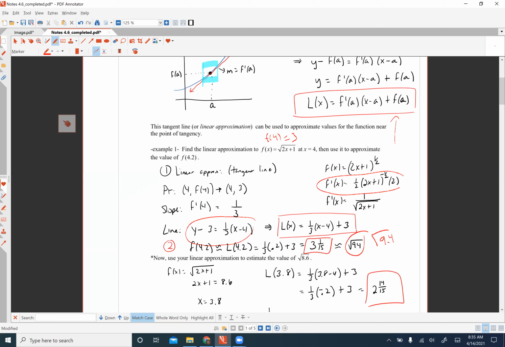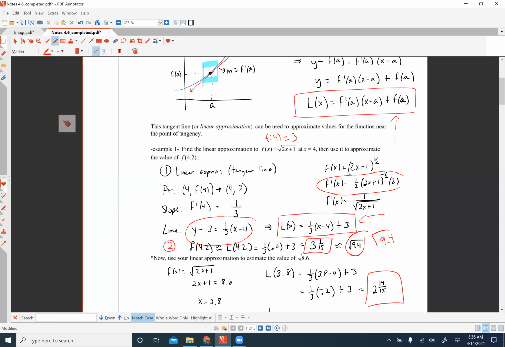Now let's calculate. We know that f of 4 is 3, and so now let's compute what happens when x is 4.2. That's like the square root of 9.4. We just plug 4.2 into the linear function, and this is easy to calculate. Before calculators, we could always calculate these linear functions. You get about 3 1/15, and that's about the square root of 9.4.